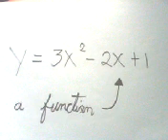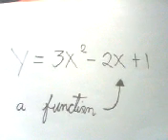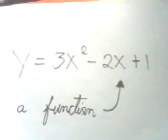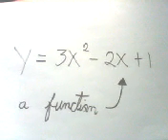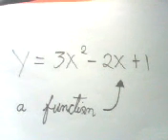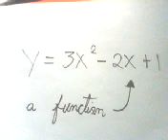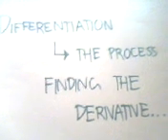This here is a function y is equal to 3x squared minus 2x plus 1. In here, we're going to apply the definition of a derivative to find the derivative of a function. The process of finding the derivative of a function is called differentiation.